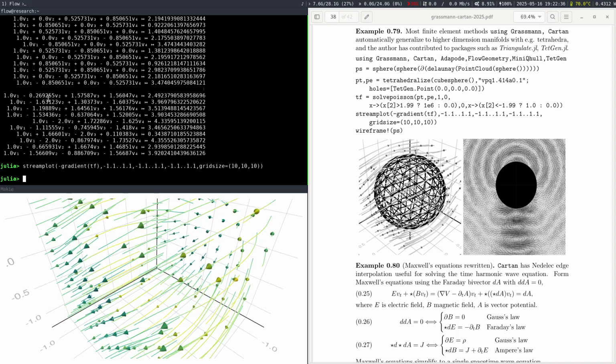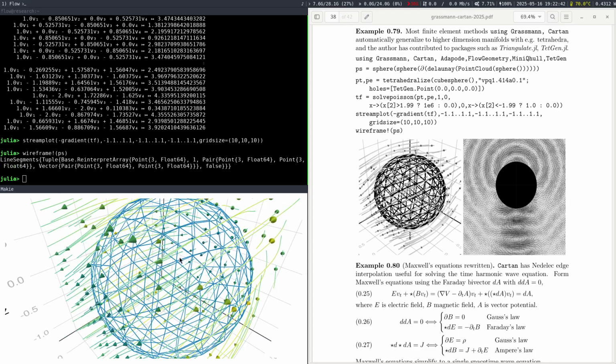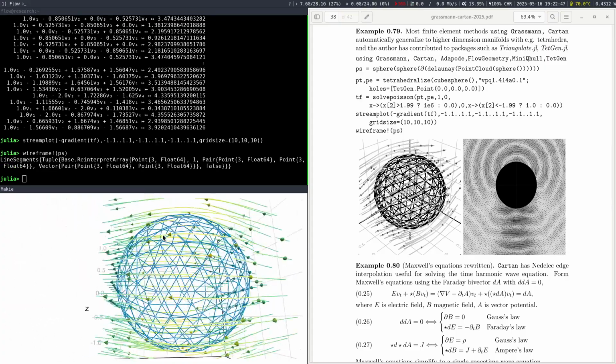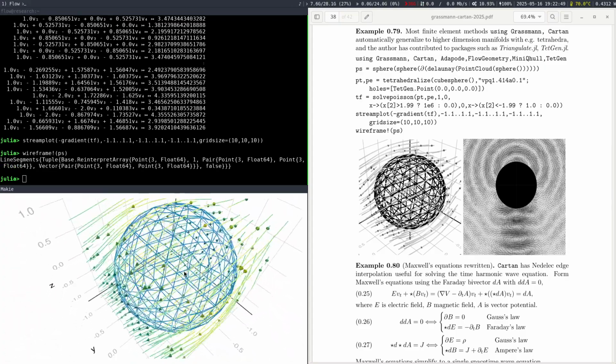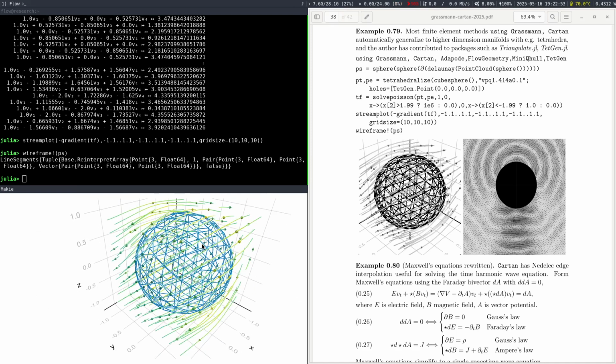So there you go. So that produces this three-dimensional flow example around the sphere. So that was just another one of these examples that we're going to cover.